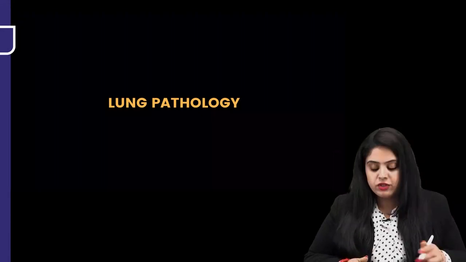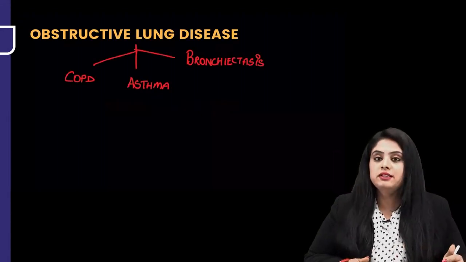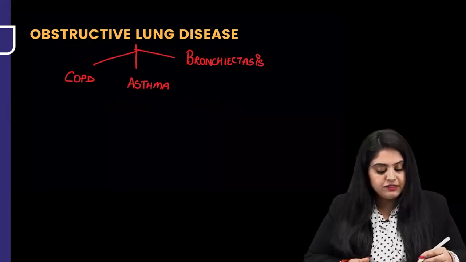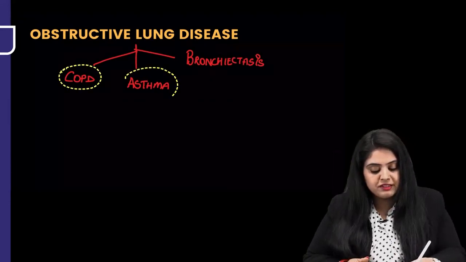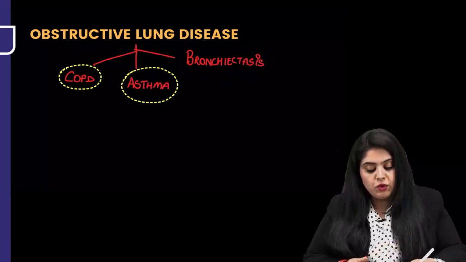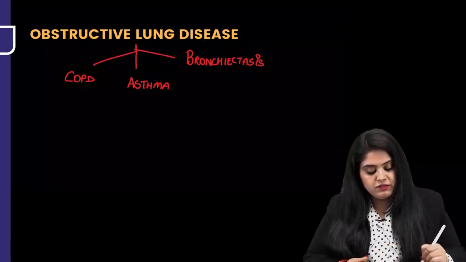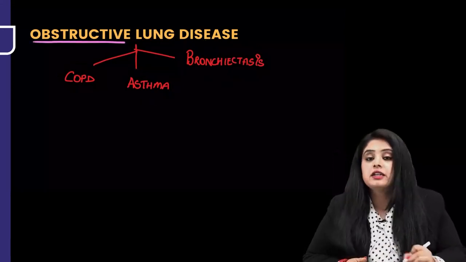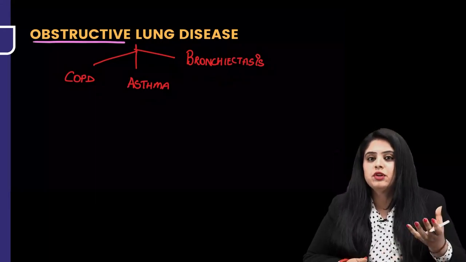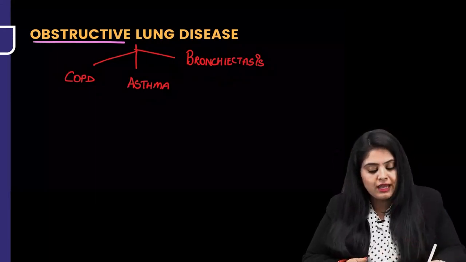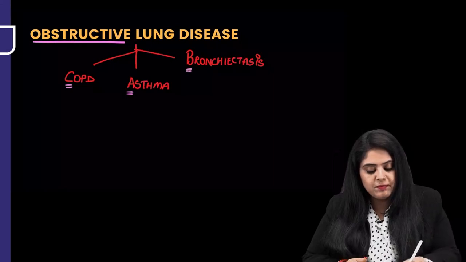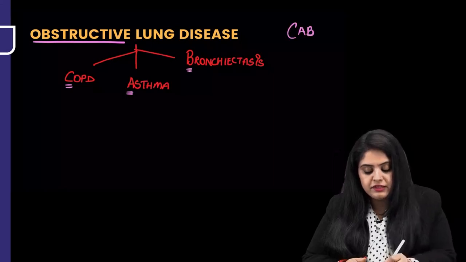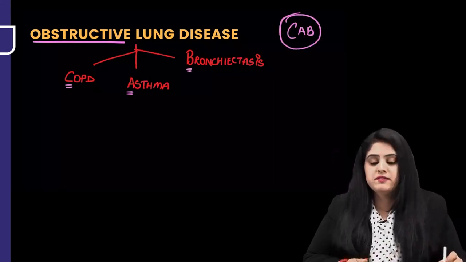Talking about lung pathology, the first set of diseases are OLDs, obstructive lung diseases. These include COPDs, asthma, and bronchiectasis. So always in medicine we learn it as what? We always say stuck in a cab. Stuck in a cab, obstruction. Obstruction means stuck. So stuck in a cab means COPD, asthma, and bronchiectasis. These are the ones which are going to be obstructive lung diseases.